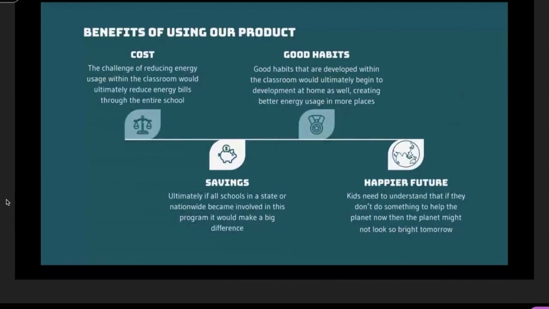Is that it? We've just got one more slide, Heiko. Okay, good. Okay.